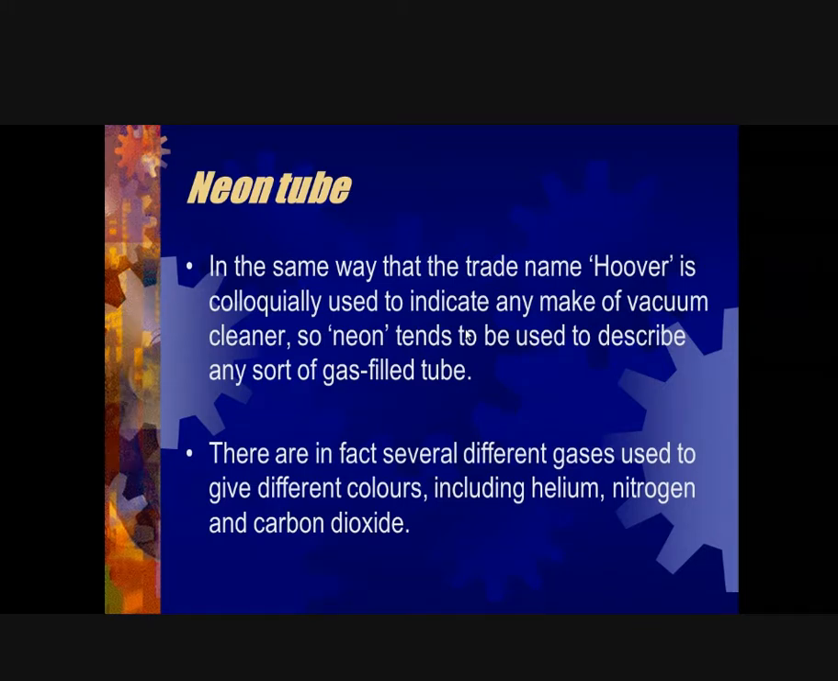There are, in fact, several different gases used to give different colors, including helium. So in the same neon tube, they can use helium, not only neon, right? They can use nitrogen and they can use carbon dioxide. All of these will serve the same purposes, depending on the type of color they want, whether a warm light, a daylight, and so forth. The type of gas that is used will determine the type of color rendering you get from the lamp, all right?